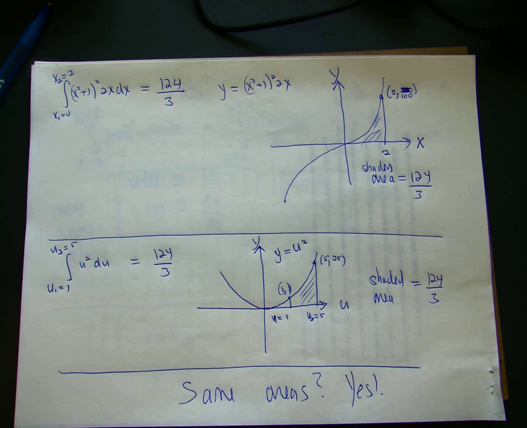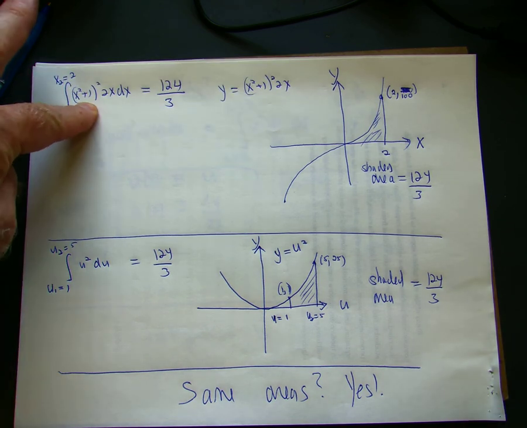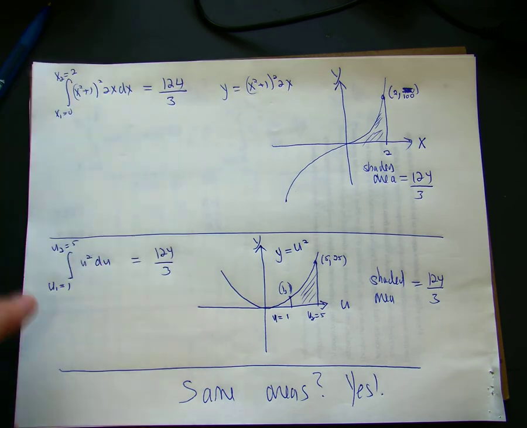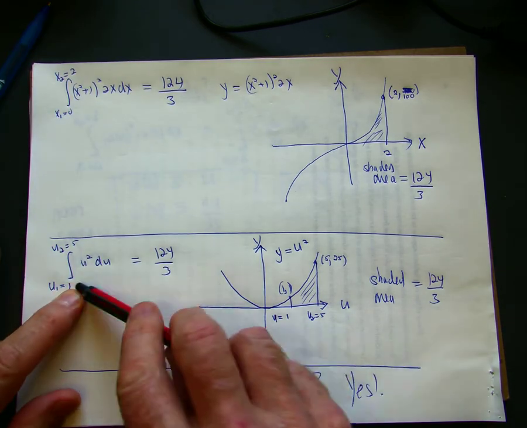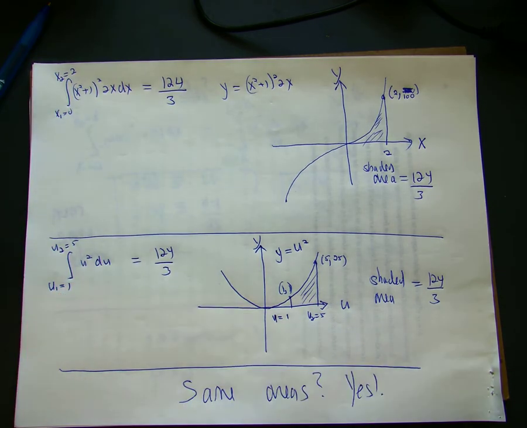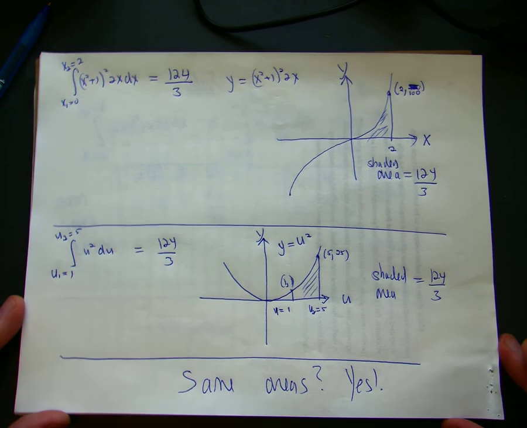Okay, we saw earlier that if we did this integral, we got 124 over 3. If we did u sub, we got the same answer. Well, why is that? I'm going to talk a little bit about the geometry and then the algebra.